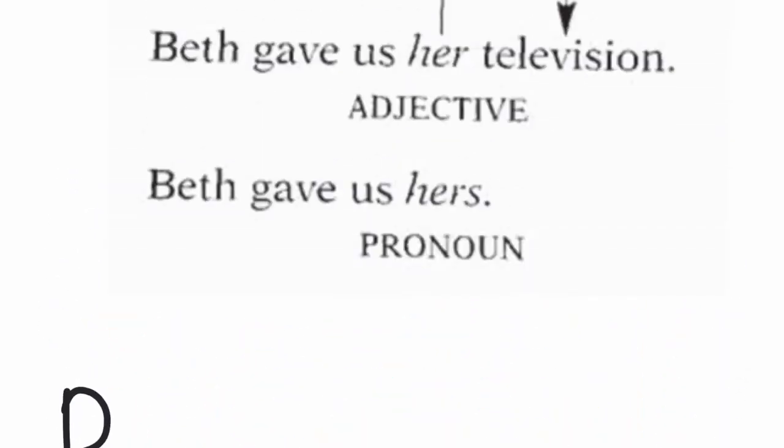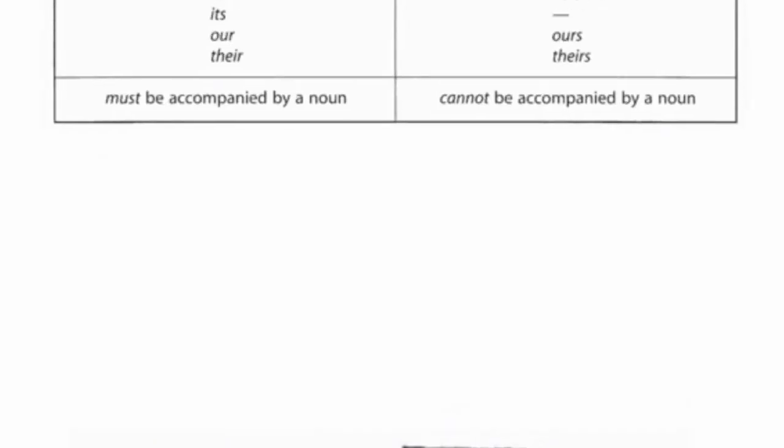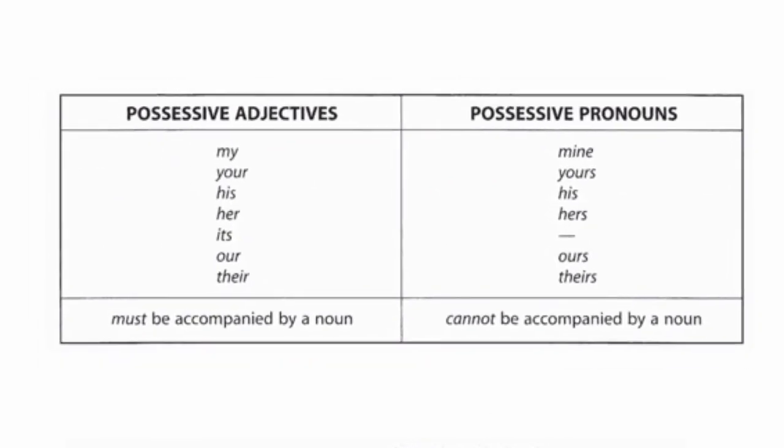Now, let's see some examples. Notice that in the first example, the possessive adjective her is accompanied by the noun television. In the second example, the possessive pronoun hers is not accompanied by a noun. The following chart outlines the possessives and their uses.